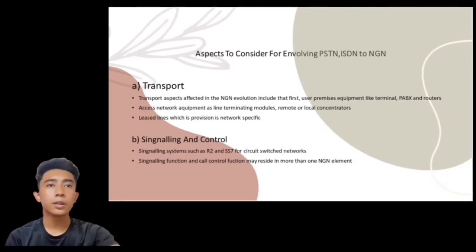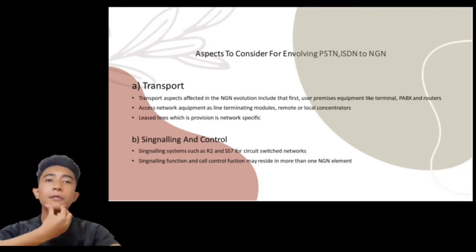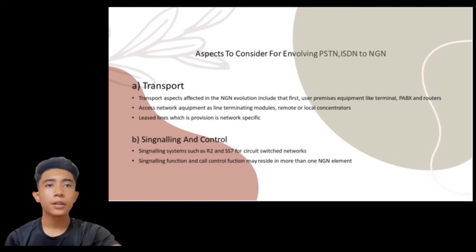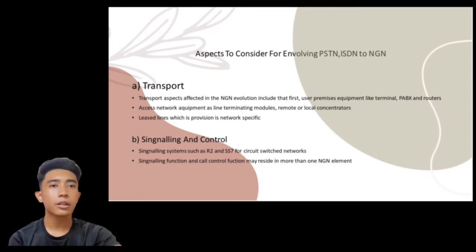Next, I want to explain about aspects to consider for evolving PSTN, ISDN to NGN. First, transport. Transport aspects affected in the NGN evolution include, first, user premise equipment like terminal, PBX, and router. Access network equipment such as line terminating module, remote or local concentrators.